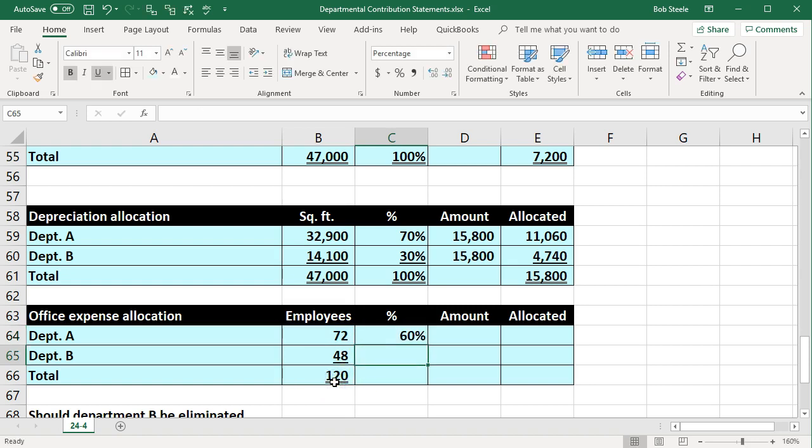And then this one equals B equals 48 divided by 120. So if we sum those up, it's going to add up to 100. So we're going to break out 60/40. What are we going to break out?